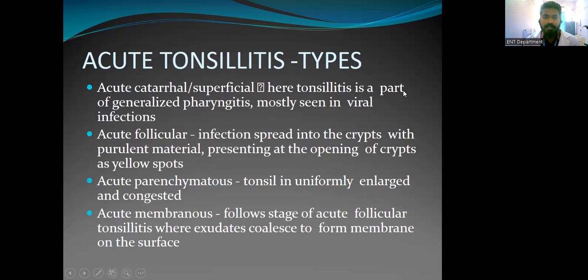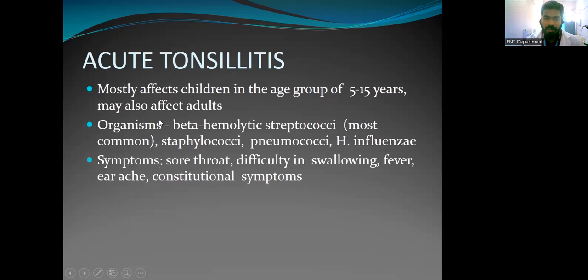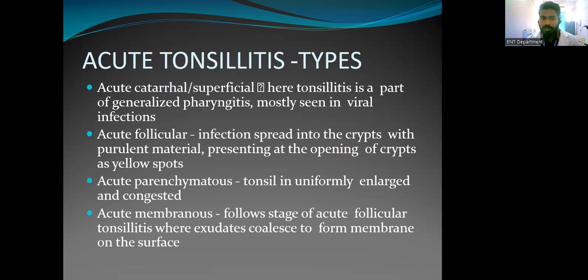So acute catarrhal or acute superficial tonsillitis. Here, the tonsillitis is a part of generalized pharyngitis, mostly seen in viral infection. Like I said, the common organisms usually are beta hemolytic streptococci group B, staphylococci, pneumococci, and Haemophilus influenzae. The patient has pharyngitis, so along with the pharyngitis, the tonsil is also involved. It's mostly seen in viral cases, basically.